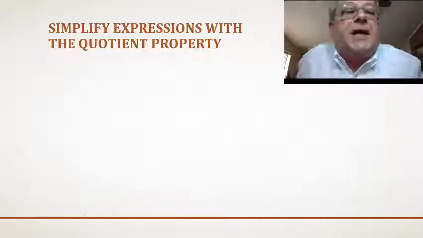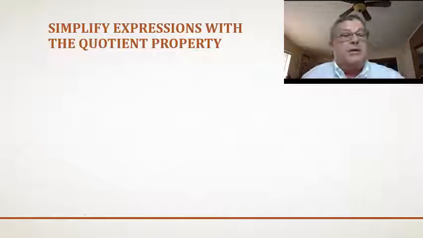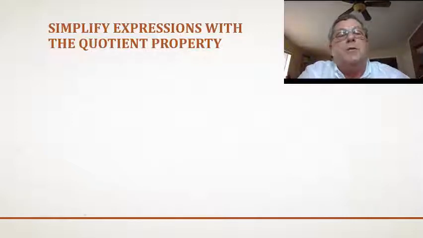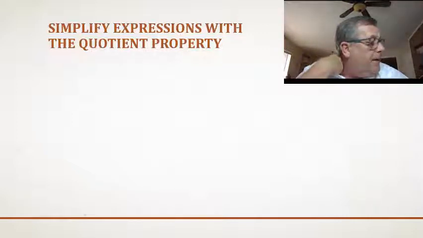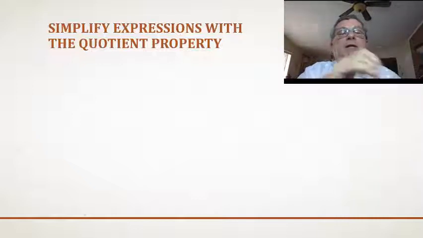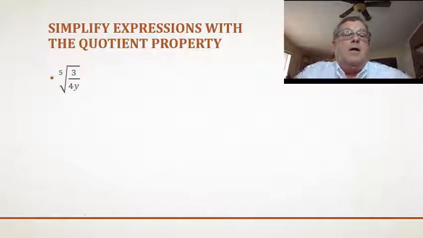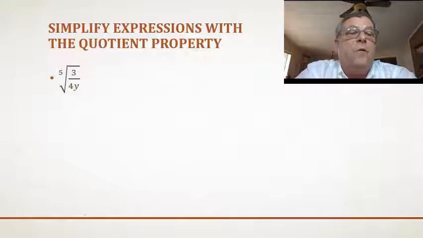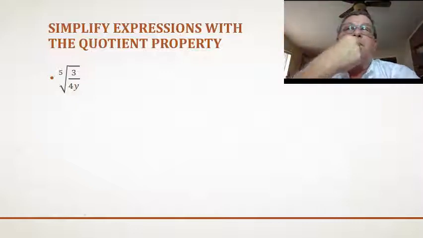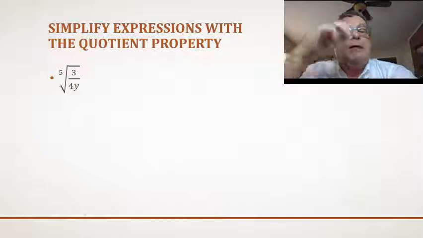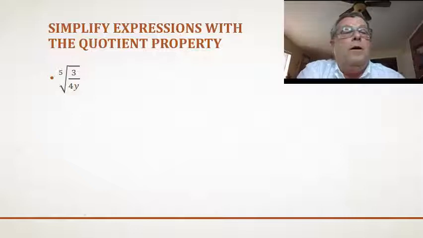Okay, well, let's look at this second example here in chapter section 6-5, operations with radical expressions, in example 2, again on page 416 in your textbook, where we're asked to simplify expressions with the quotient property. And so here we're being asked to find the 5th root of 3 over 4y. And it's this 5th root that's going to make this one a little bit more challenging. But hey, we can handle it. We can go through with it.